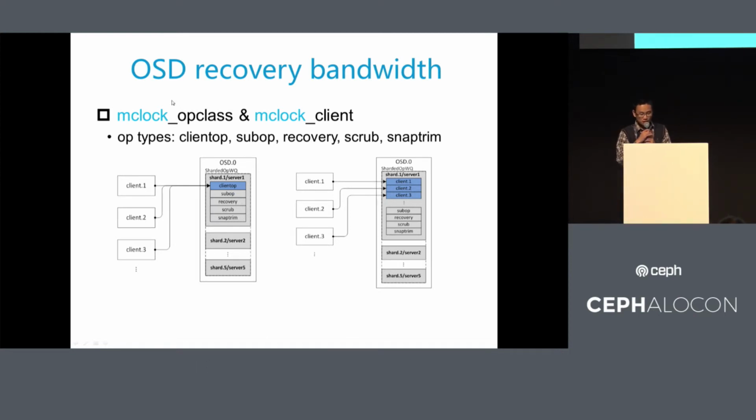The main difference between these 2 queues is the client OP. For this mClock OP class queue, all the OPs from different clients are treated as from one client. And for the mClock client queue, each client has its own QoS parameter.